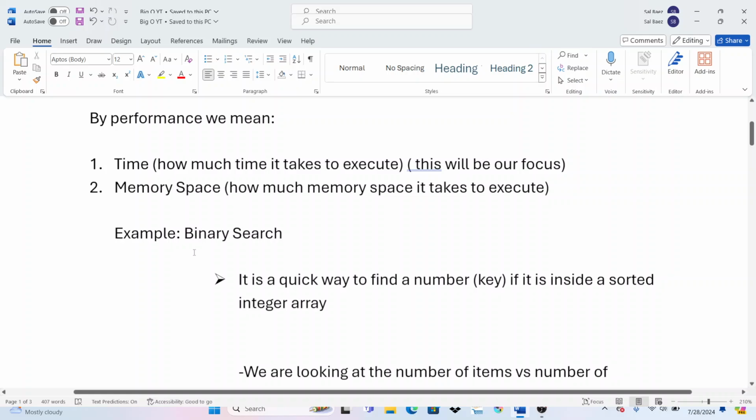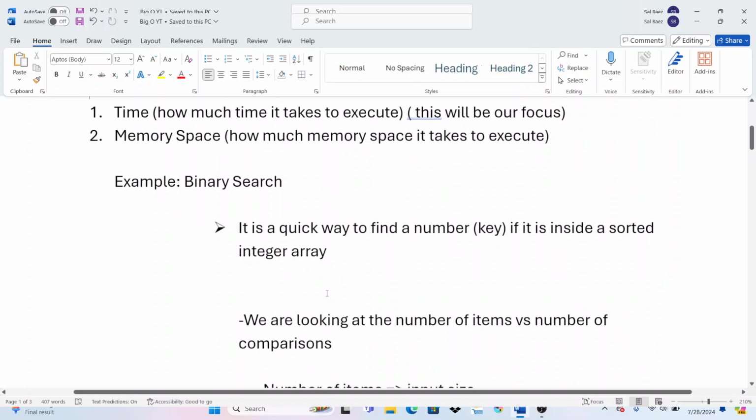So I'll give you an example of binary search. If you're not sure how binary search works, definitely go find a video and an example and try to do it out. I'm not really going to go into it in this video, but what I am going to do is talk about the big O notation for binary search. Like I said, it's a quick way to find a number or a key inside a sorted integer array. I'm using numbers in this sense.